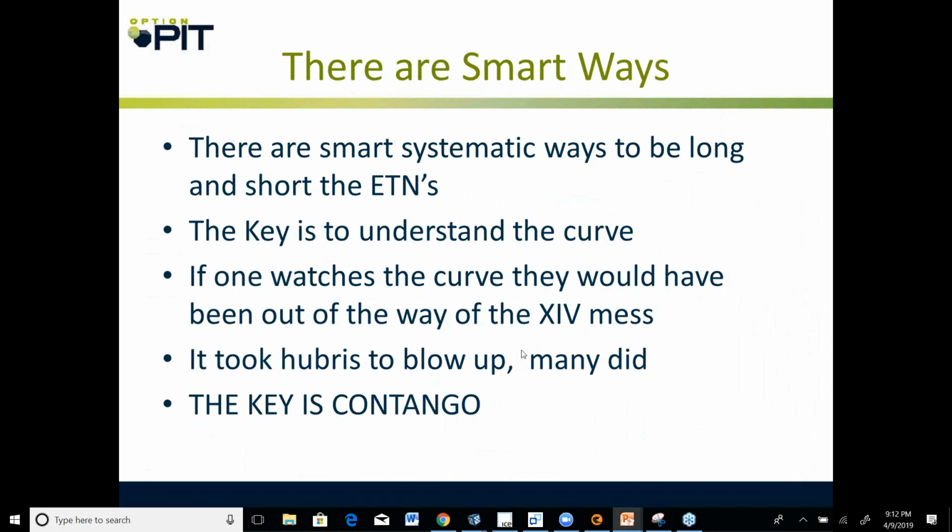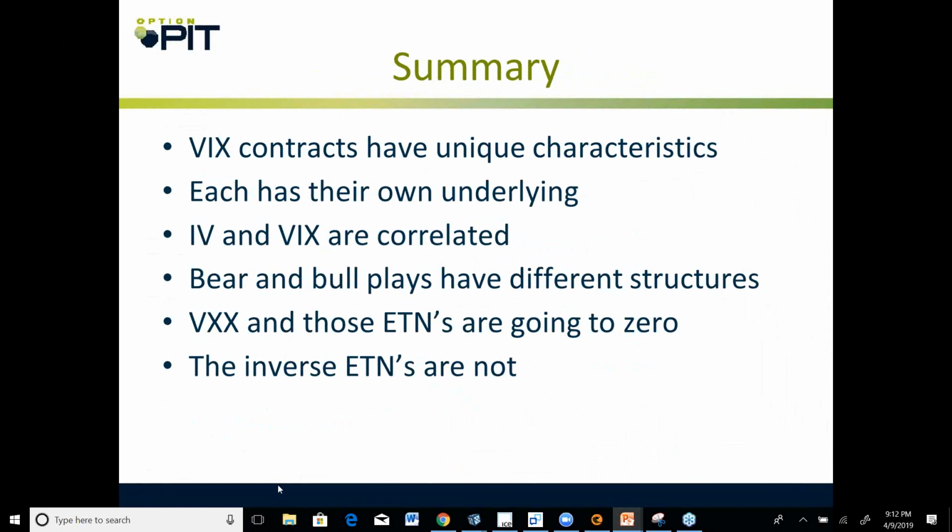How often do these clone? They clone a lot. So here's the quick summary. The VXX and those ETNs are going to zero. The inverse ETNs are not, except for when they do. IV and VIX are correlated. Bear and bull plays have very different structures, and VIX spikes are unique.